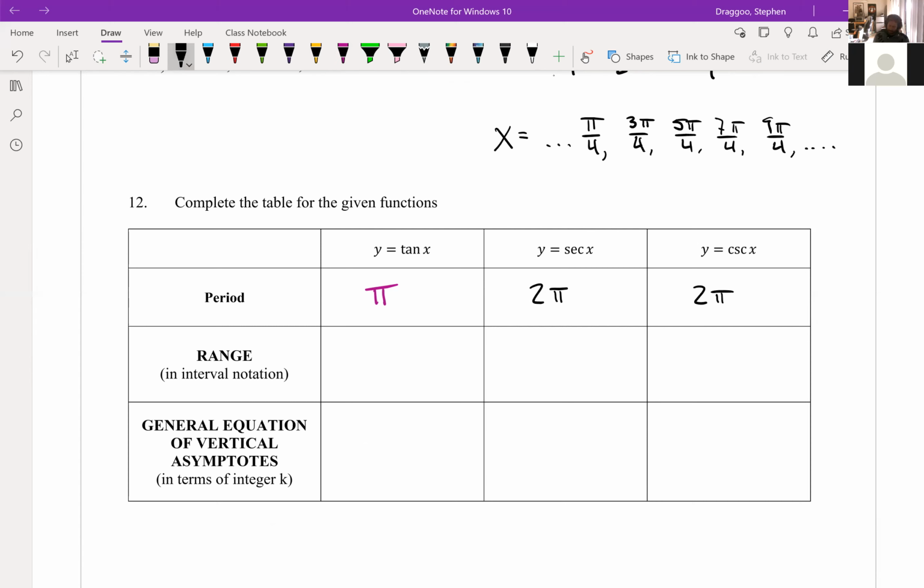The range then of each of these functions, for sine and cosine, the range is just -1 to 1. For tangent and cotangent, it's all real numbers. But for secant and cosecant, I need to take all of the numbers except those in between 1 and -1. So they basically have the opposite range of sine and cosine.